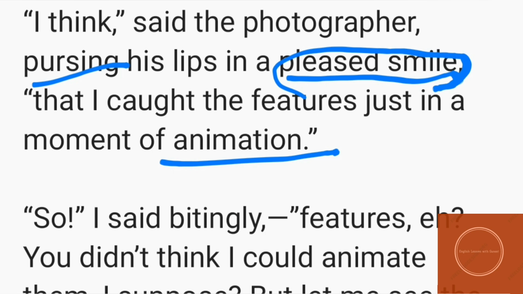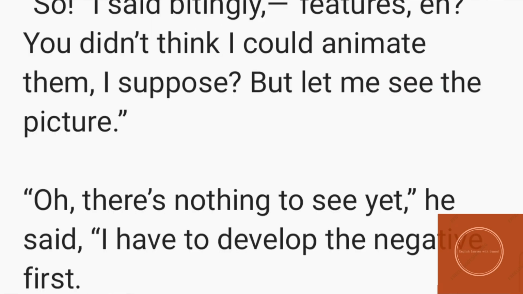Animation means movement, means when the features were moving, as the person was rising from his seat, at that time the photographer had taken the photograph. So I said Friday bitingly, features are, you didn't think I could animate them, I suppose, but let me see the picture. Now, the man just said bitingly, means not in a satisfied tone, we can say, because he's already too much disturbed by the photographer.